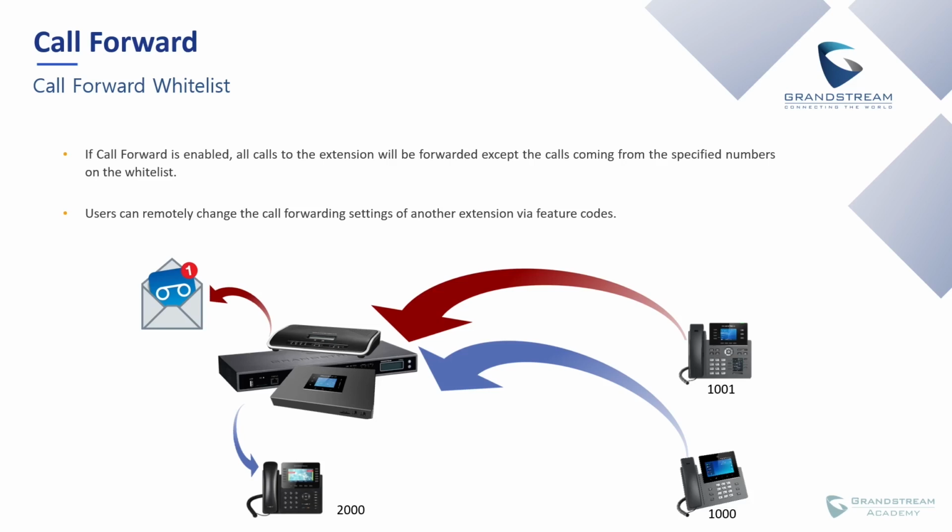Users can always remotely change the call forwarding settings of another extension via feature codes. Additionally, a whitelist can be configured to restrict this ability to specific users. What we mean is that we have an option that will allow specific extensions to dial the remote call forwarding feature codes to set call forwarding for any extension, and this privilege can be given by the super admin.